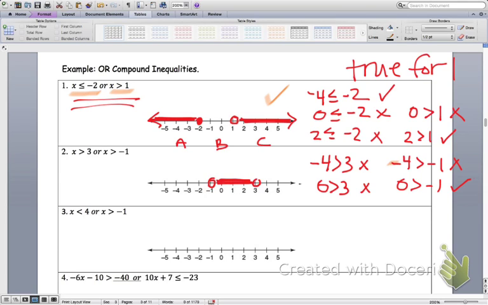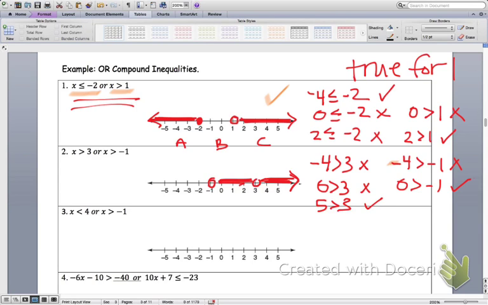Let's go ahead and check the third region, which is here. I'm going to use the number 5. So I'm going to plug in the number 5. Is 5 greater than 3? That is also true, which means this region gets shaded. So my solutions are in the middle section and on the section in the right.